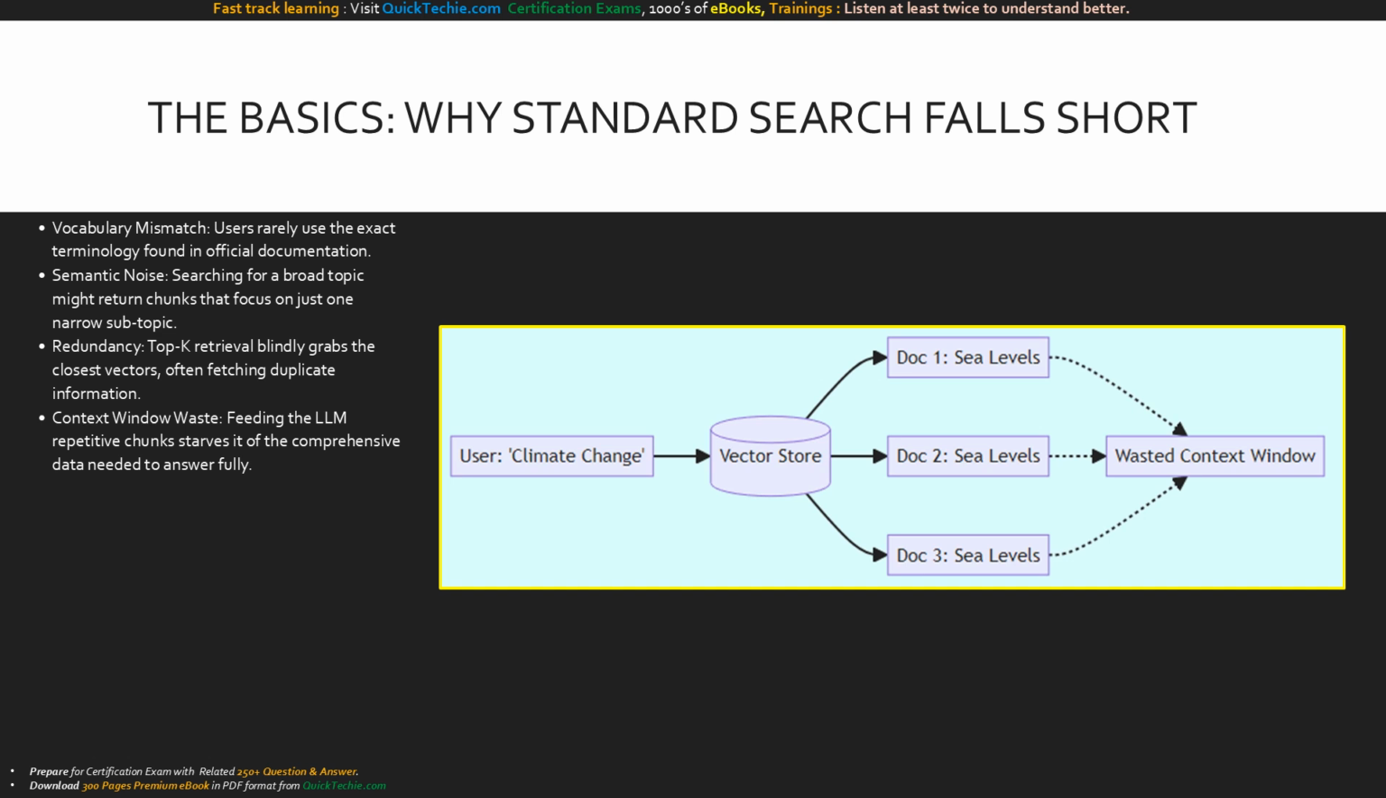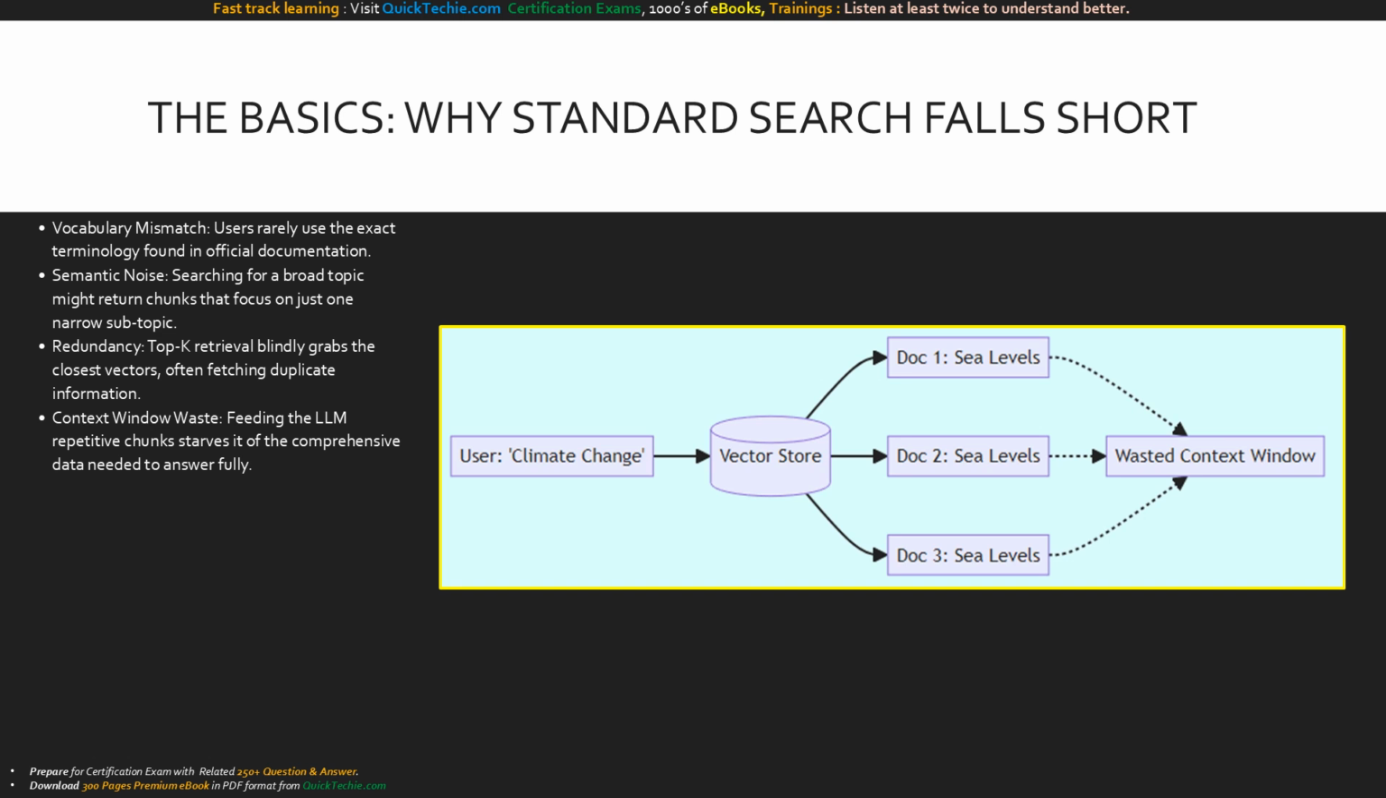Second, consider redundancy. If you ask a standard retriever for the top 5 documents on a topic, and your database contains 5 identical copies of the same policy, you get 5 identical chunks back. You have now wasted your LLM's context window on repetitive noise, starving it of the comprehensive data it actually needs to synthesize a complete and accurate answer.